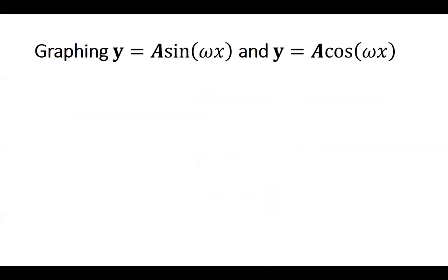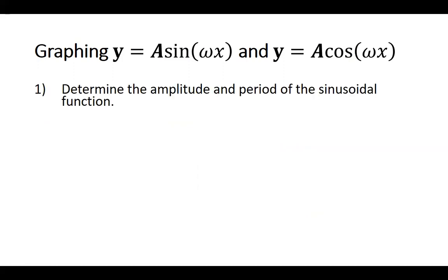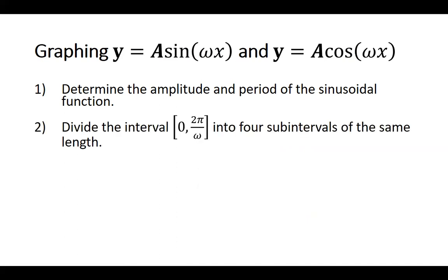So let's look at this then. If we're graphing y equal to a sine of omega x and y equal to a cosine of omega x, then the first thing we're going to do is determine the amplitude and the period of the sinusoidal function. Get our amplitude, get our period. Then, and this is where I said it's going to be really easy, once we've got the amplitude and period, we're just going to divide the interval from 0 to whatever the period turned out to be, 2 pi divided by omega, into 4 subintervals of the same length.